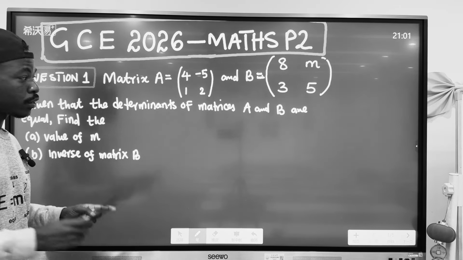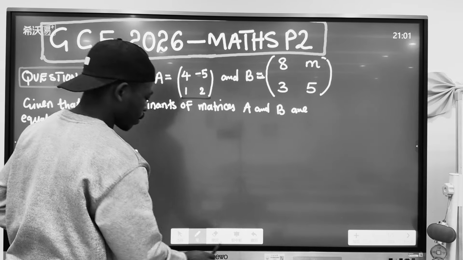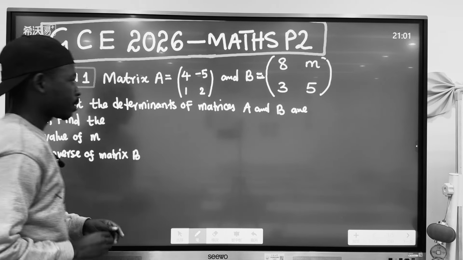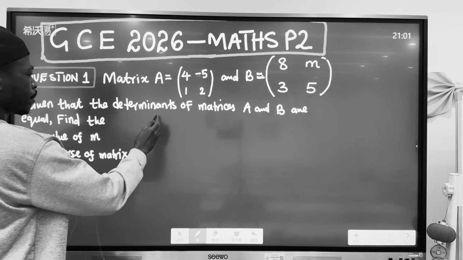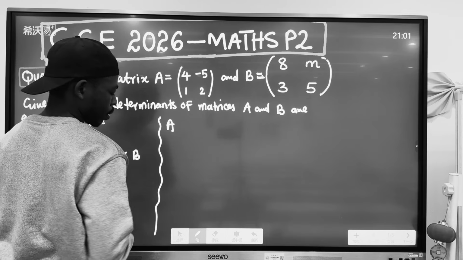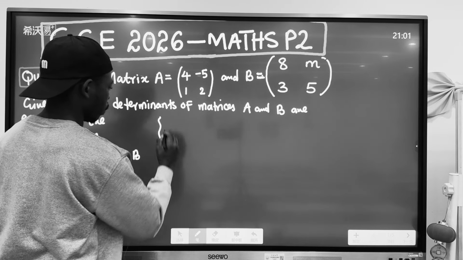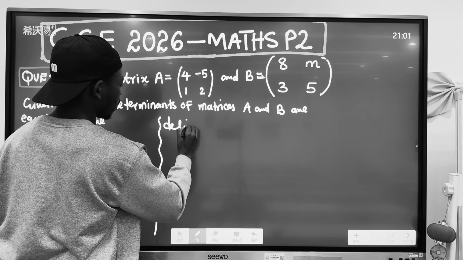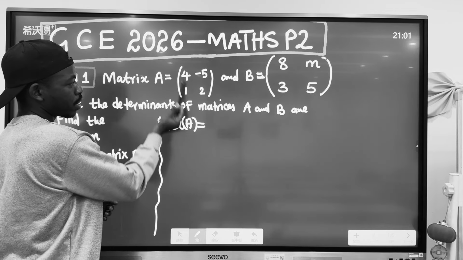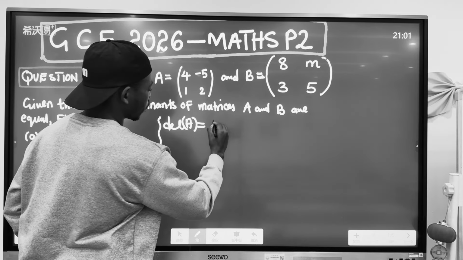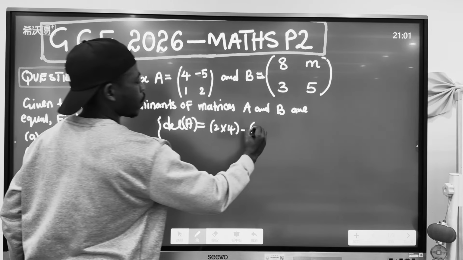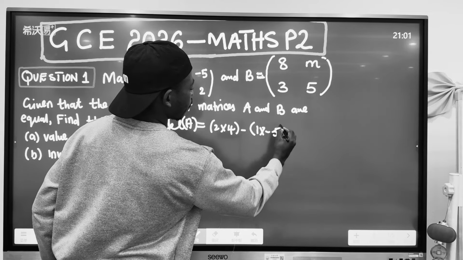So here, remember, we were told that these two matrices have the same determinants. So let's start with matrix A. Let's go ahead and find the determinant of matrix A. Remember, the determinant of a matrix is the product of the major diagonal minus the product of the minor diagonal. So 2 times 4 minus 1 times -5.